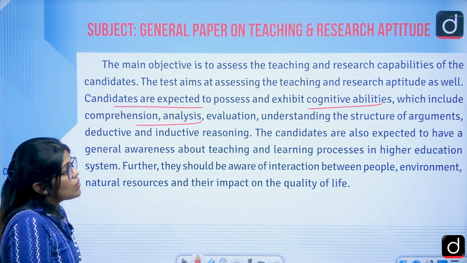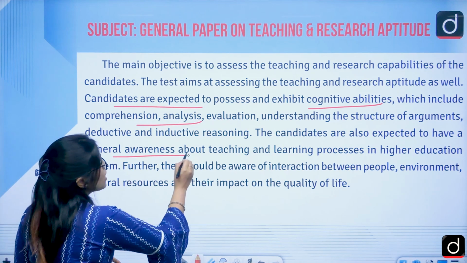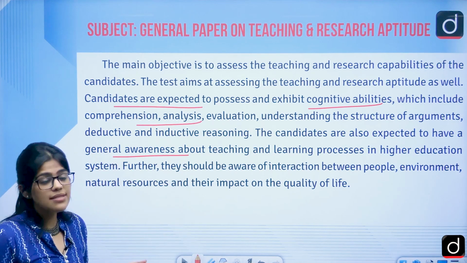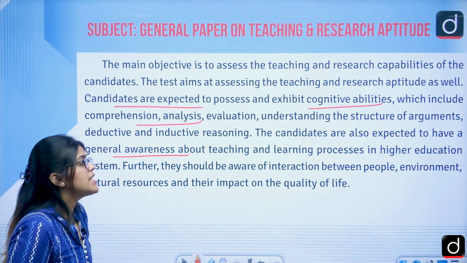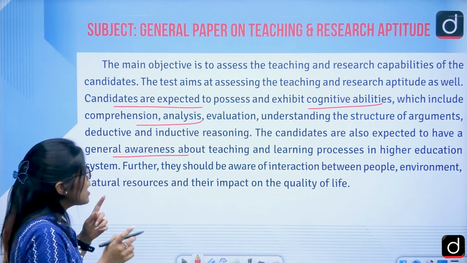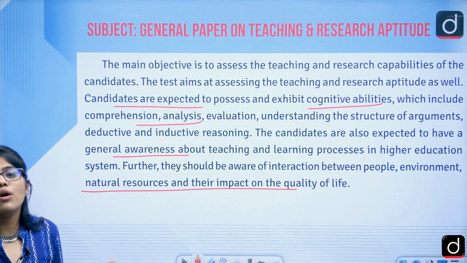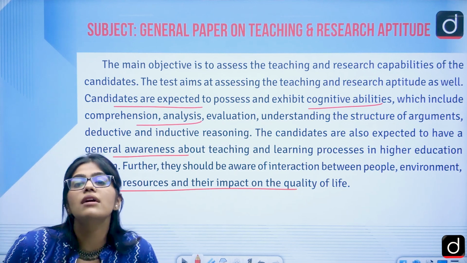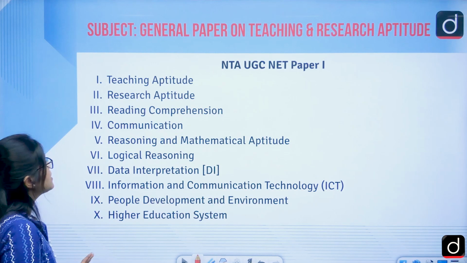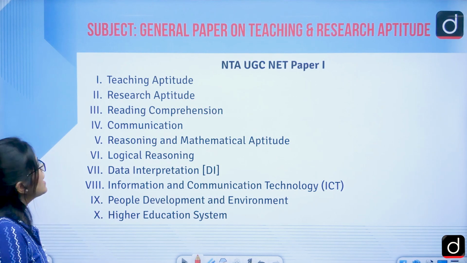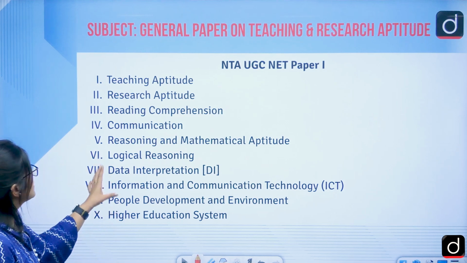The candidates are also expected to have general awareness. It is also very important about teaching and the learning process in higher education. Further, they should be aware of the interaction between people, environment, and natural resources. And of course, this is how the quality of life is made understood to every child. So to crack paper 1, you need to be extremely good in all of these 10 units that we have. So these are the 10 units.